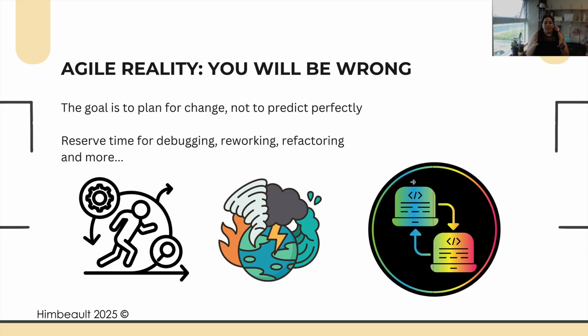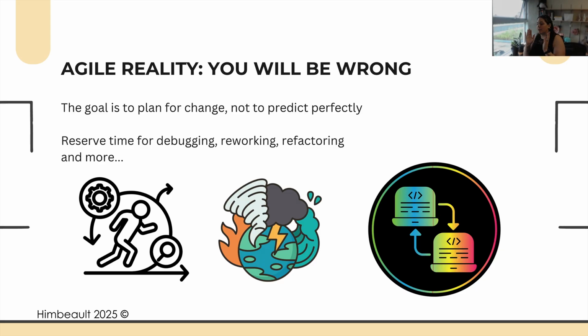Now, the reality with Agile, and this is the most important part here, is you will be wrong. You are going to set everything up. You are going to think, this doesn't feel like very much, or this feels exactly right, and all of those are going to be wrong. It's going to be too much. And that's okay. The goal isn't to make it perfect. It's to plan for change, right?